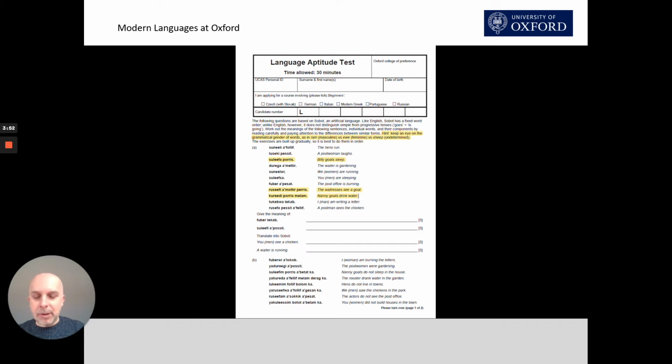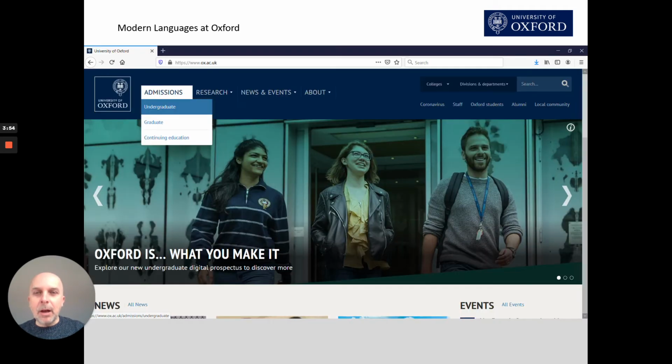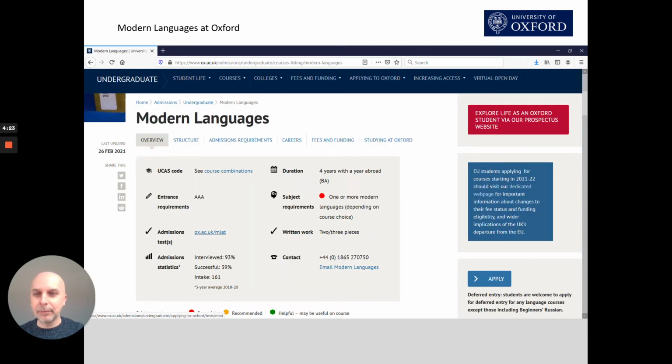So that's what the tests are. Where to go to find out details about them. So everything you need to know about them is on our website. So if you go to the main Oxford University homepage, which is ox.ac.uk, you can then click the Admissions tab, go to Undergraduate Admissions, and from Undergraduate Admissions you can pick the course that you're applying for, Modern Languages or History and Modern Languages, or one of the other joint schools.